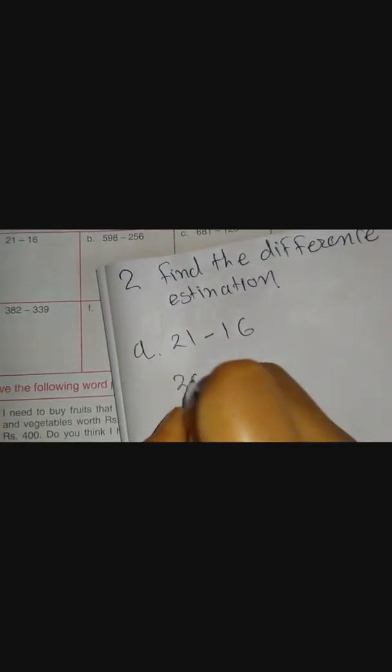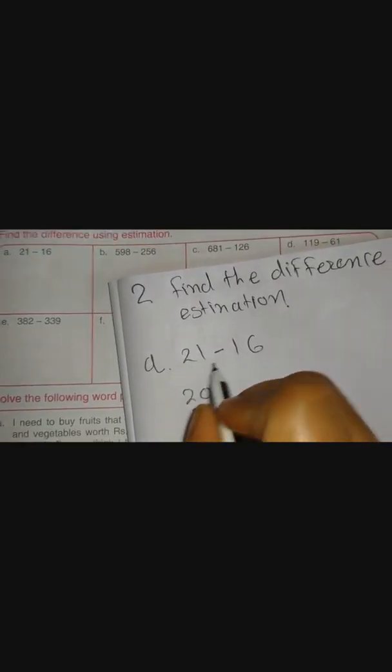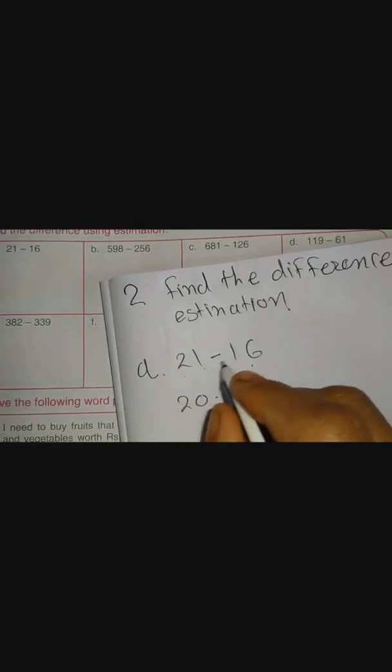So the first sum is 21 minus 16. We have to round off. 21 minus 16, right? So 20 minus 20, because here we are doing the round off. So 20 minus 20. What was the answer, students? The answer becomes 0.